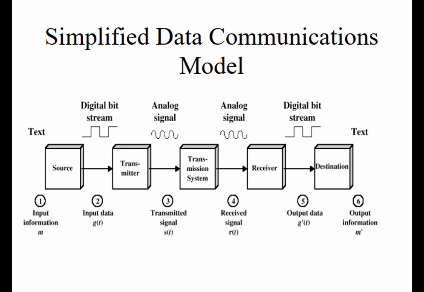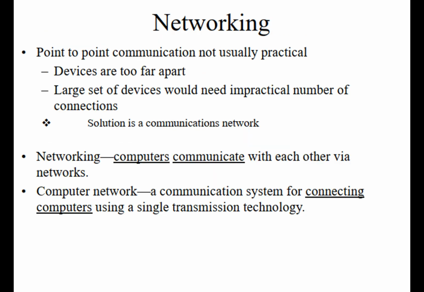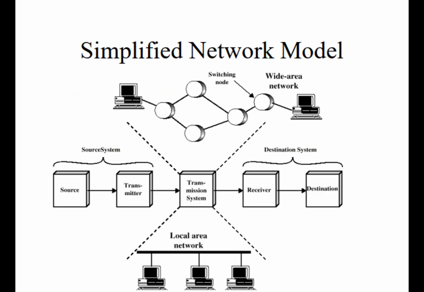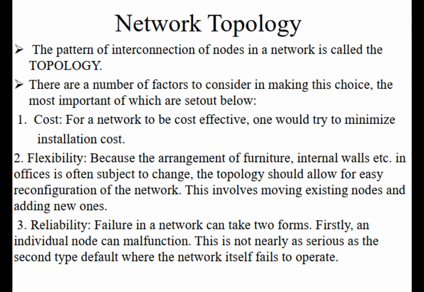Simplified data communications model. Networking: point-to-point communication is not usually practical. Devices are too far apart, and a large set of devices would need an impractical number of connections. The solution is a communications network. Networking: computers communicate with each other via networks. Computer network: a communication system for connecting computers using a single transmission technology. Simplified network model. Network topology.